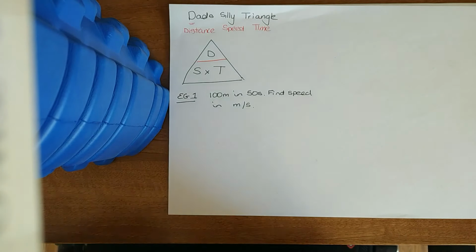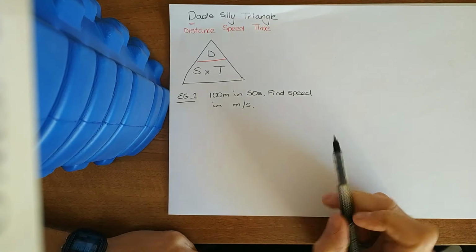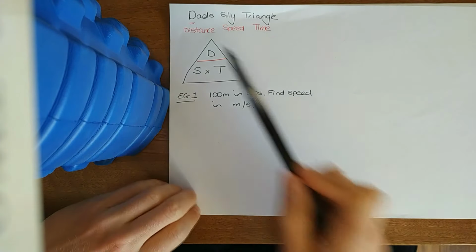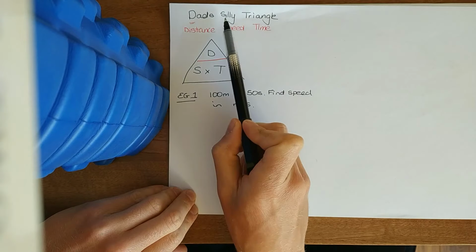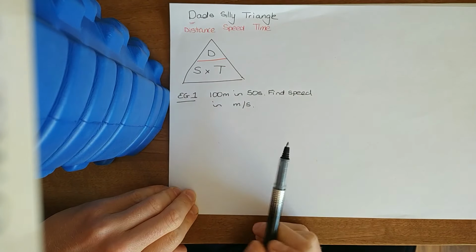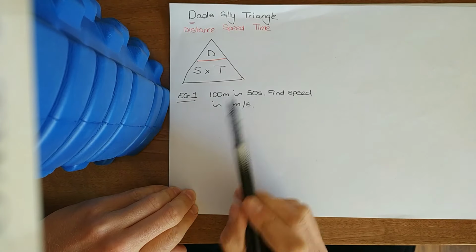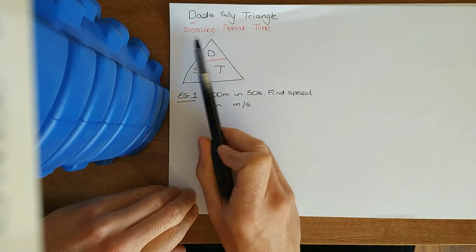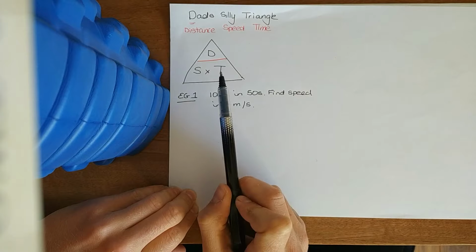So we'll look here at distance, speed, time, and often they use this thing known as the DST triangle. The D stands for distance, the S stands for speed, and the T stands for time. Now it's like your mass, density, volume triangle. Whatever quantity you're looking for, cover it up.